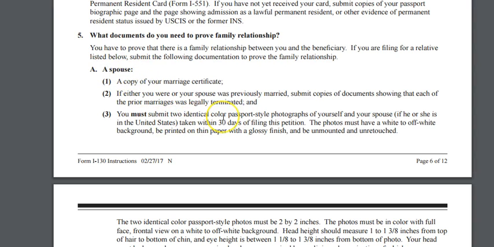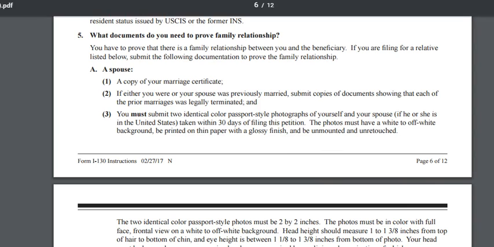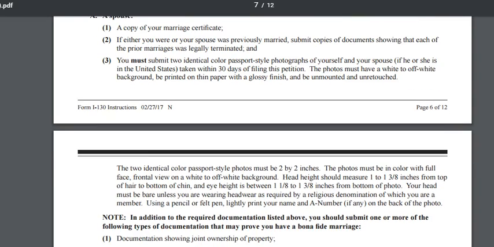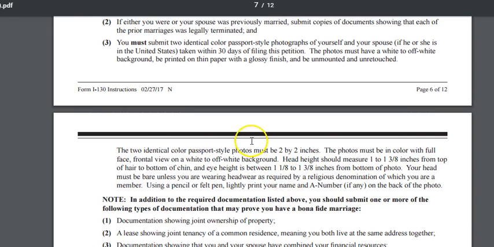For a spouse, you need two identical color passport photos for yourself, the petitioner, and your spouse. You need these photos if your spouse is in the United States. Please, you don't need photos if your spouse is overseas. You don't need to submit two identical photos if your spouse is living outside of the United States. Those are the details about passport photos. Any photographer knows how to do them.